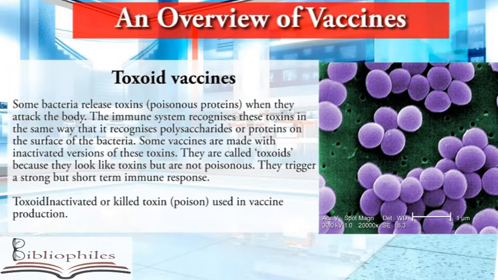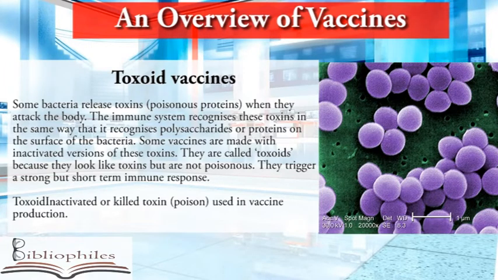See, some bacteria release toxins, which are actually poisonous proteins, when they attack the body. The immune system recognizes these toxins in the same way that it recognizes polysaccharide or proteins on the surface of the bacteria.